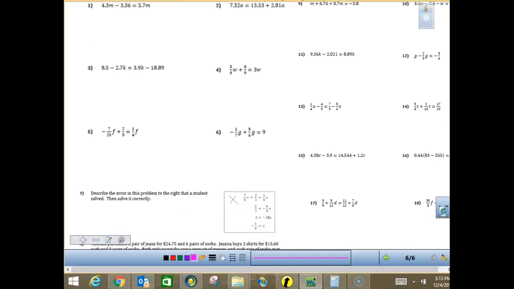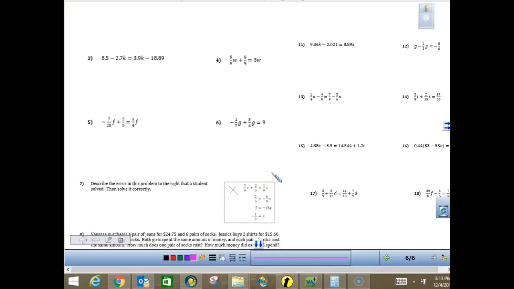So, as we look at the fractional ones from 4 through 6, which one should we take a look at? 6? Actually 5. So in 4, what would you say 3W is over? 1. Over 1. So that's pretty easy. What are you going to multiply everything in number 4 by? 9. So I look at number 5. Number 5, we're going to multiply every single thing by 20.